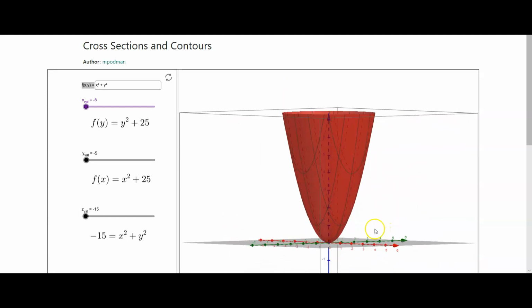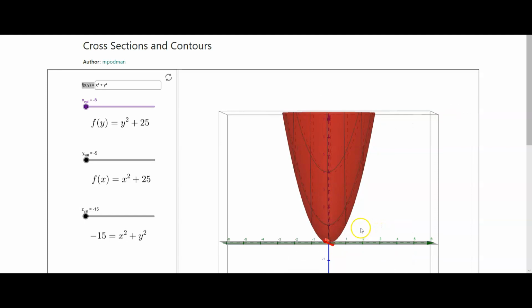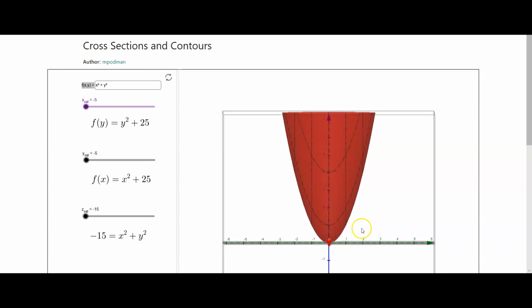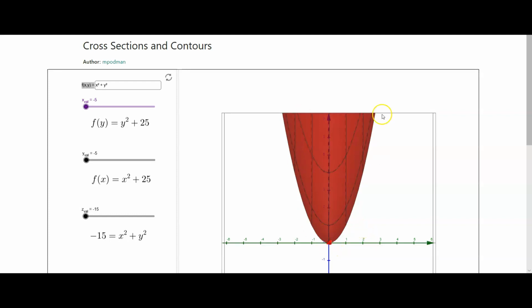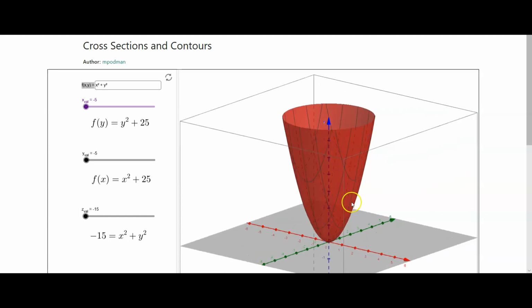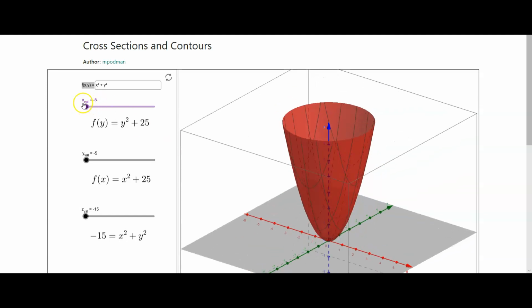Now, on the other hand, if I rotate it the other way so that the y-axis is coming out directly at me, like about so, close enough, then also what I see is a parabolic cross-section. Now, what we can do with these sliders is we can fix the value of either x, y, or later on we'll look at fixing the value of z.